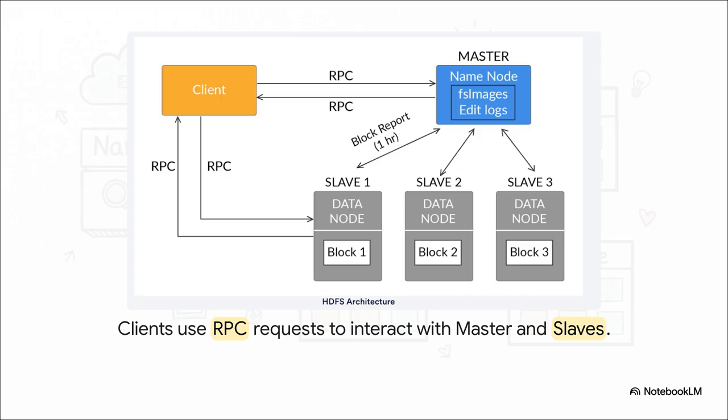It sends an RPC to the master, the name node, to grab that metadata. Once it gets the locations back, the client sends separate RPCs directly down to the slaves, the data nodes, to interact with block 1, block 2, and so on. Oh, and notice that upward arrow from the slaves back to the master? That's that regular block report we talked about. It happens every hour, making absolutely sure the manager always knows exactly what its workers are holding on to.